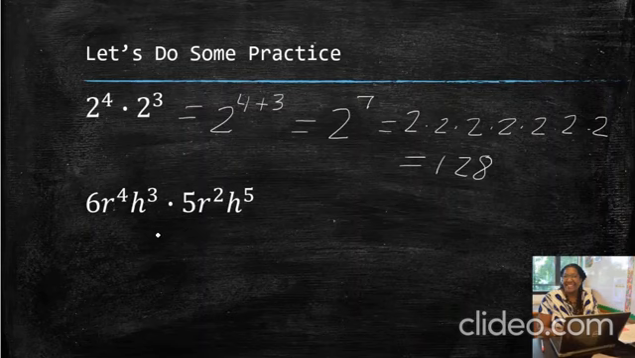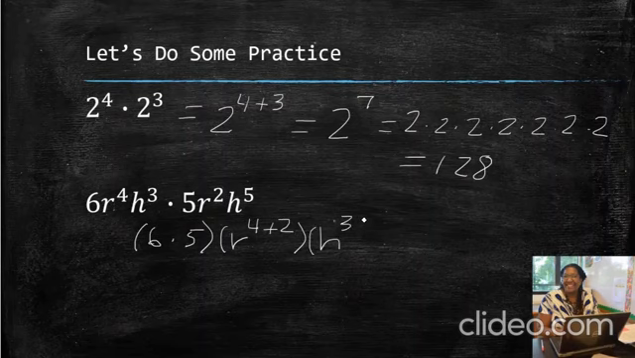Okay, and 6r to the 4th h to the 3rd times 5r squared h to the 5th. Let's put our numbers together. We've got 6 times 5 here. We are going to put our r's together: r to the 4 plus 2, because we've got r to the 4th times r squared. And this is multiplied times h to the 3 plus 5.